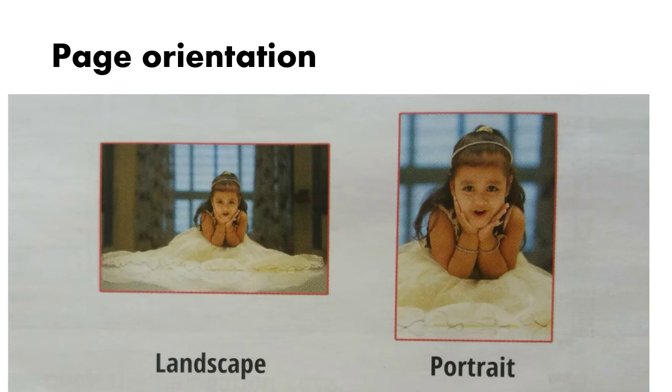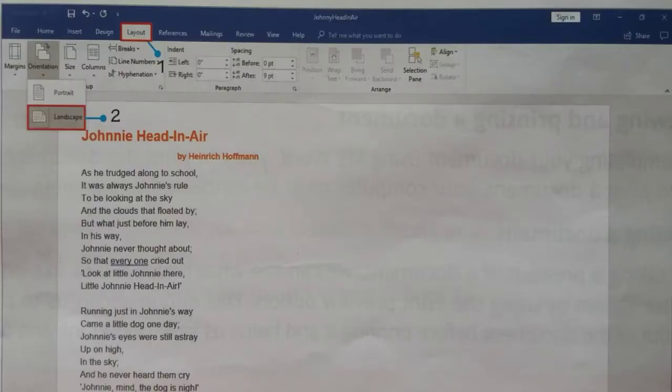To change page orientation, follow these steps. Select the Layout tab. Click the Orientation button in the Page Setup group. Choose the option of your choice, landscape or portrait.